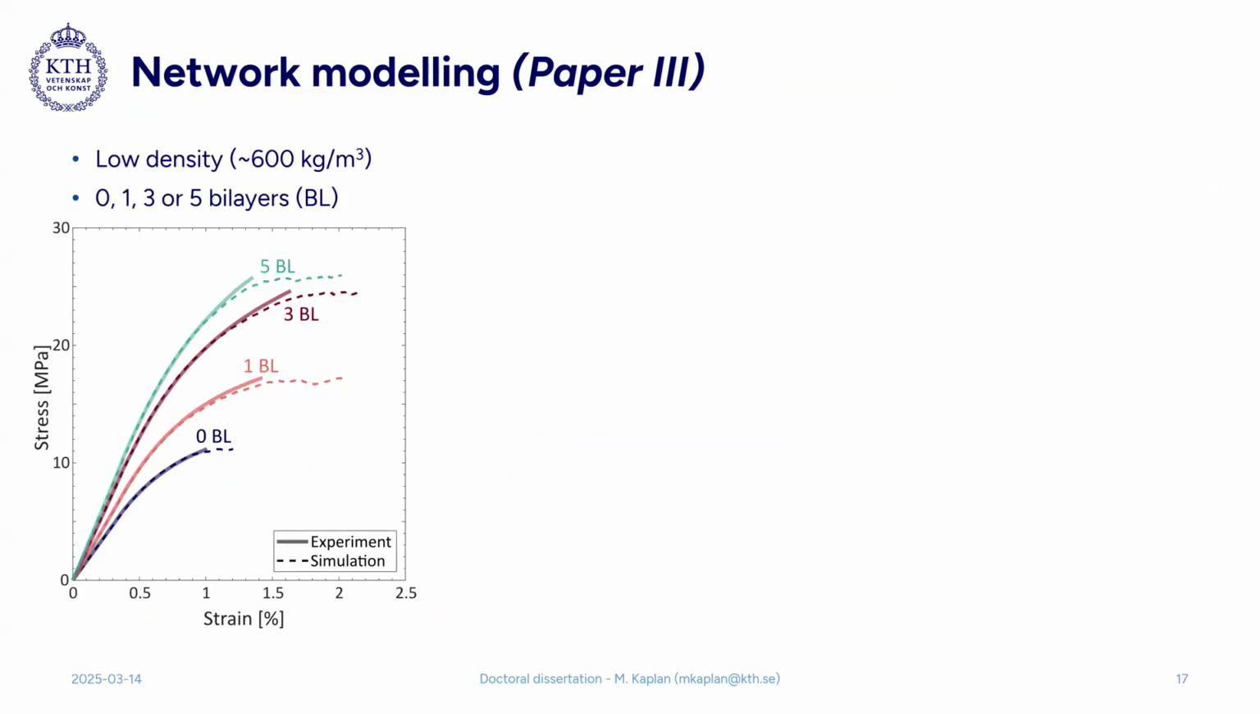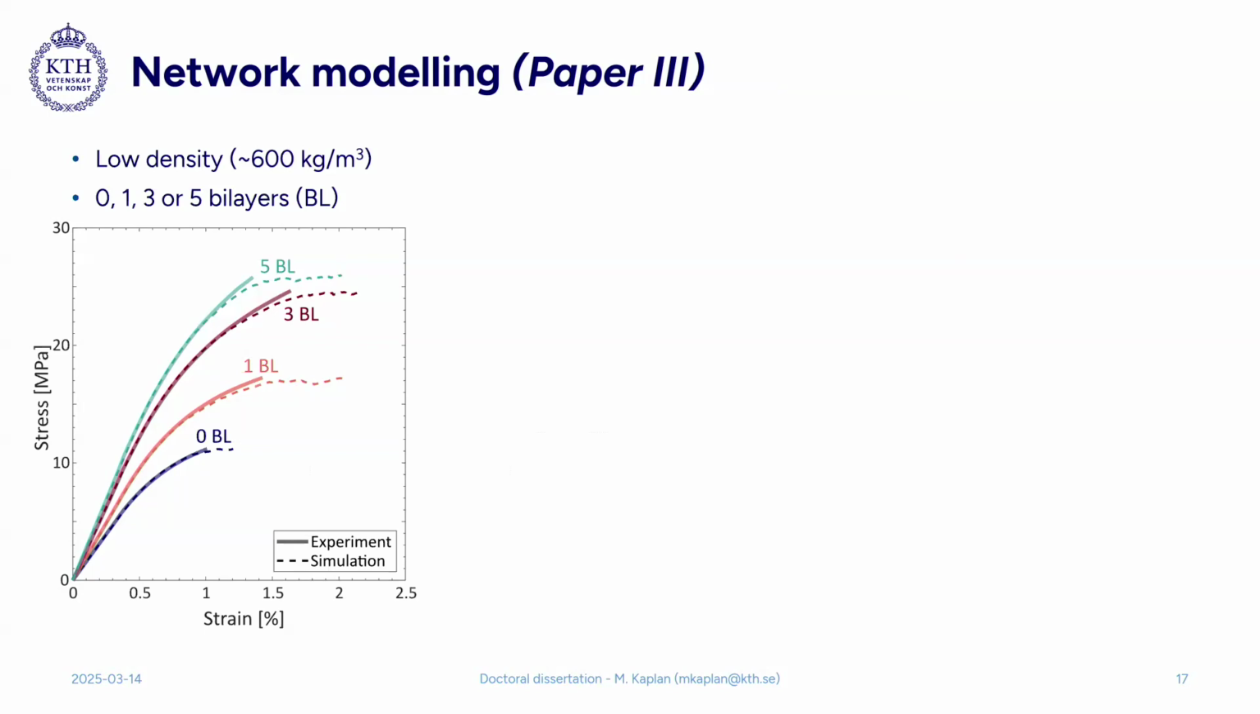So the dashed lines are the simulations. Especially in the beginning of the curve, where we have the initial linear region, it's a very good agreement, and this maximum stress, the strength, also agrees quite well. We do not fully capture the strain at failure, which is due to a difference in the network size between the experiments and the numerical solutions.